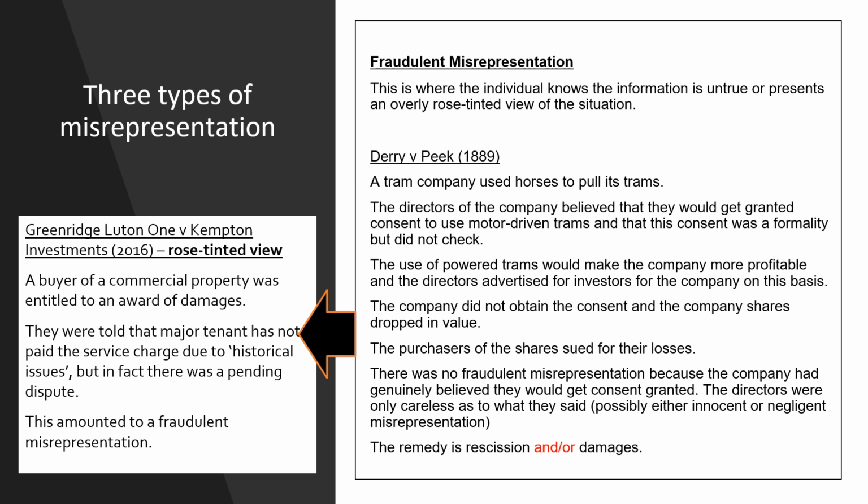The rose-tinted view you can see to the left there in Greenridge Luton 1 v Kempton Investments. The buyer of commercial property was entitled to an award of damages. They were told that the major tenant had not paid the service charge due to historical issues. But in fact, it was actually a pending dispute between them, and that amounted to a fraudulent misrepresentation because they were lying, essentially. Although they didn't outwardly lie, it was heavily rose-tinted by saying it was historical issues when actually it was a massive pending dispute between them both.